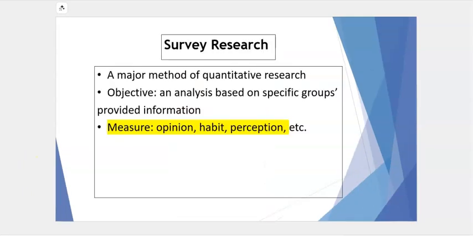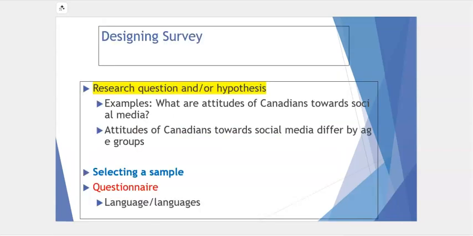And then we can talk about survey research. This is most commonly used for quantitative research. And you already heard about SurveyMonkey and Qualtrics. Also, in many academic settings they use that. So that can be the survey form. Through this, we can measure people's opinions, habits, perceptions, etc.